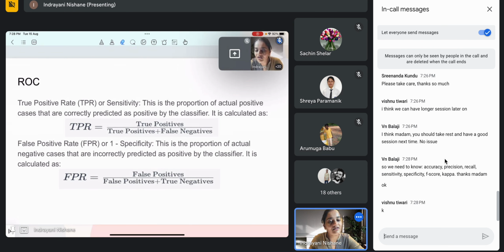Okay, I will read the chat box. Okay, I should take rest. Next session, hopefully I'll get better.